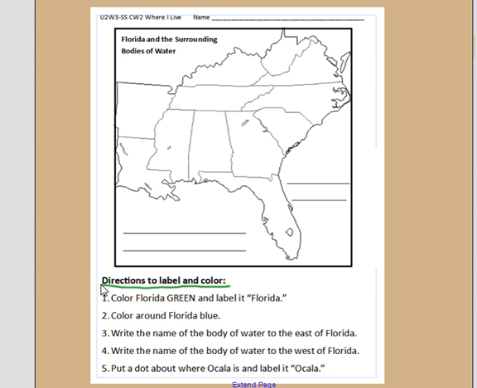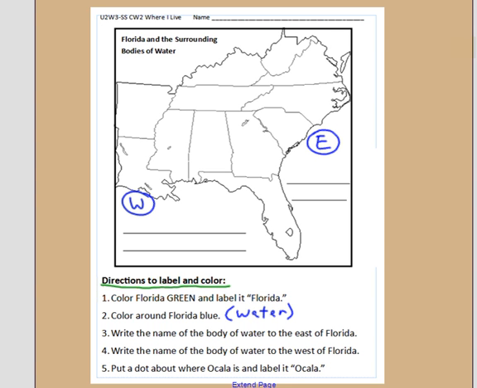You're going to color around Florida blue. And of course, I meant to tell you on the worksheet that that's the water. Okay, I'll write it here. But you're going to color the water that's around Florida blue. Don't color the land. Some of our states are above it, but that's all land. We're just going to color the water blue. Next, you're going to write the name of the body of water to the east of Florida. That's on this side, to the east. There you go. And next, you're going to write the name of the body of water that's to the west. That's the one on this side.